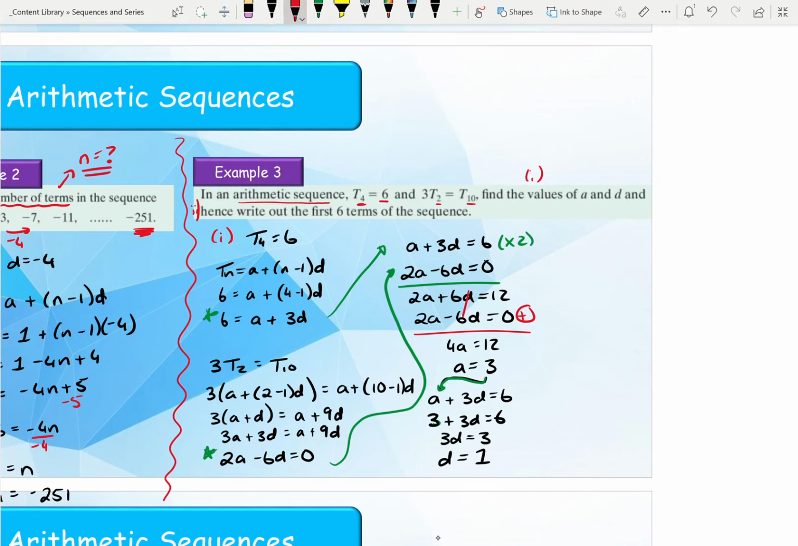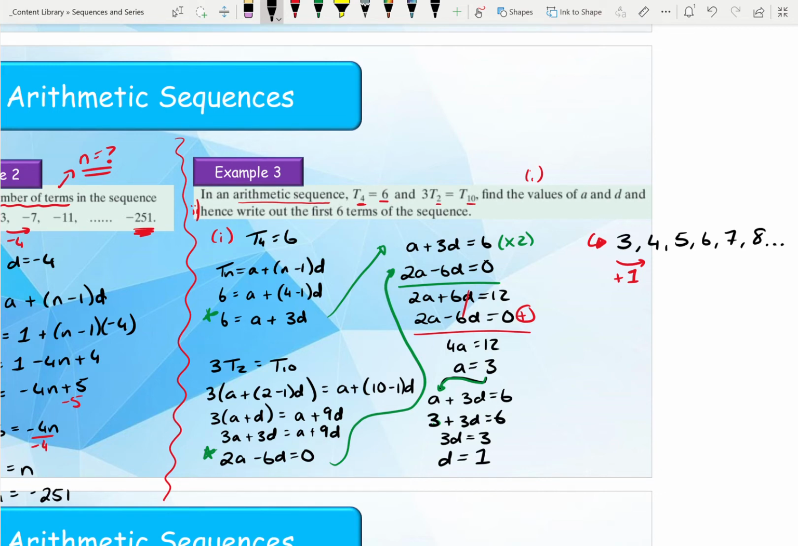It then says hence write out the first 6 terms in the series. Now I could use this to get my general formula Tn, or I can just say, well, if a is the first term, that means it has to be 3. And if every term after that has to increase by 1, I'm just going to keep adding on 1 to each of my terms, which would give me 3, 4, 5, 6, 7, 8 as my first 6 terms.